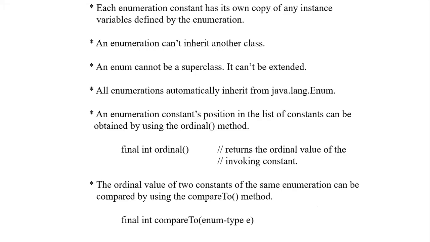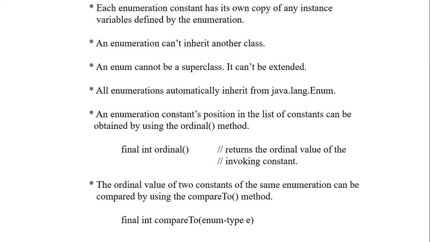Each enumeration constant has its own copy of an instance variable defined by the enumeration. Jan value is Jan itself, Feb value is Feb itself, March value is March itself. So in a class representation also we have said Month jan is equal to new Month. An enumeration cannot inherit any other class. An enum cannot be a superclass. It can't be extended.